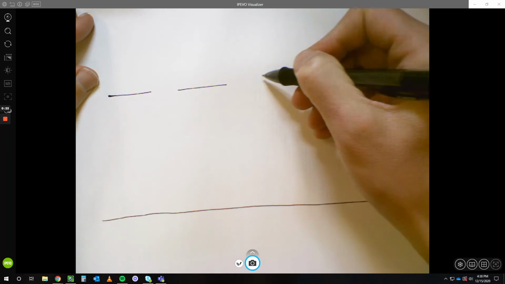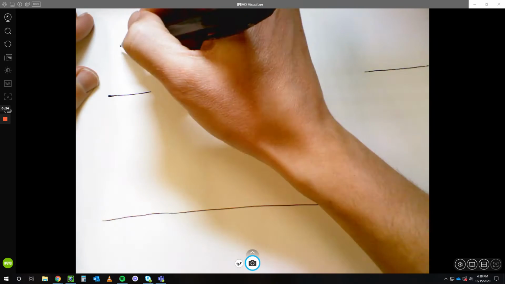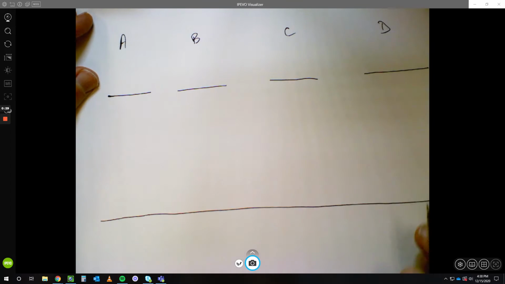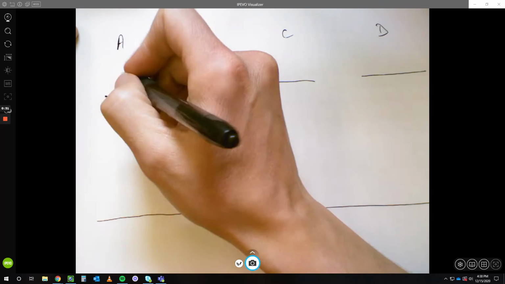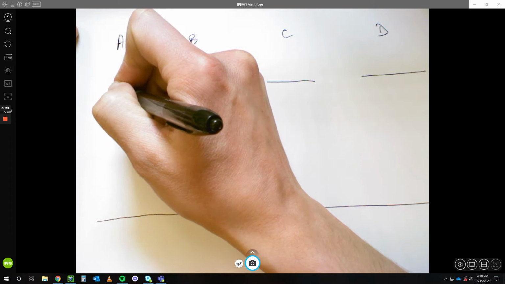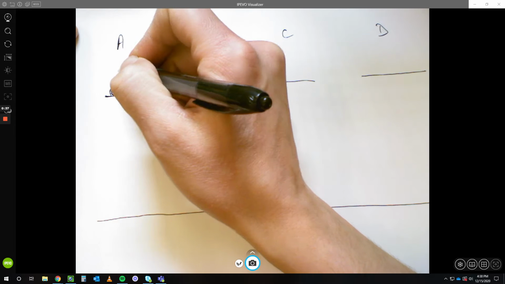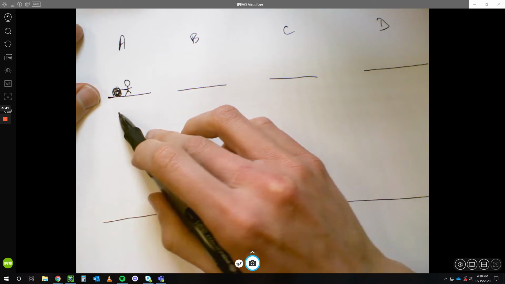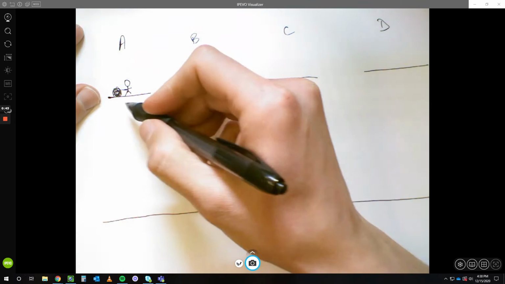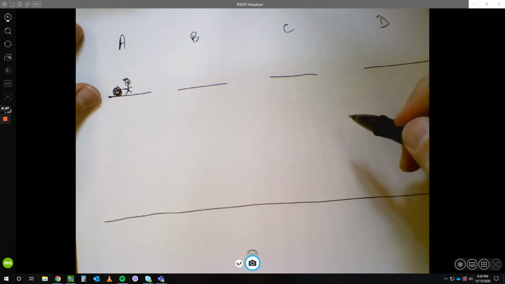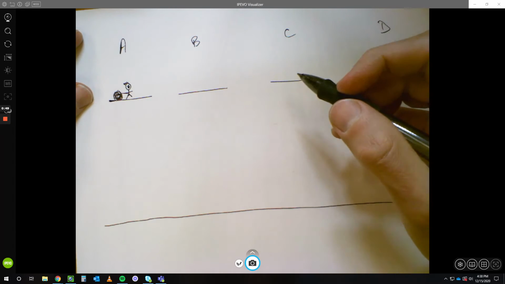1, 2, 3, 4. We're going to label these A, B, C, and D, just so I can refer to them really easily. So here I have a bungee jumper who's at the top with the whole bungee cord all wrapped up. Okay? So this is going to be A. He's looking a little bit scared. I know it's not a great drawing. It's the best I can do.